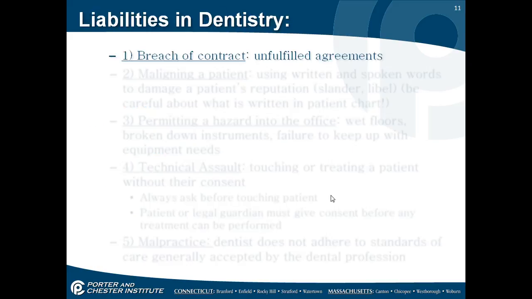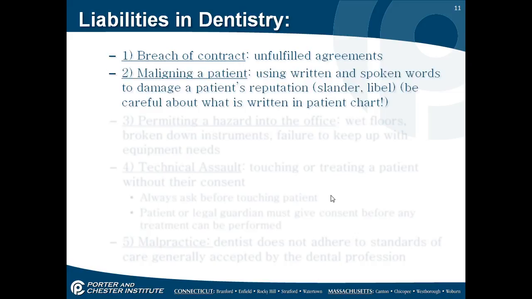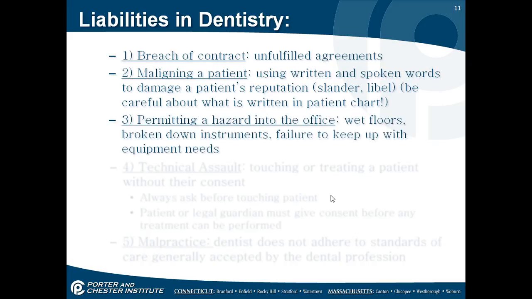Liabilities in dentistry. Number 1, breach of contract. That's an unfulfilled agreement. Number 2, maligning a patient: using written or spoken words to damage a patient's reputation, like slander or libel. Be careful what is written in the patient's chart. Number 3, permitting a hazard into the office: wet floors, broken down equipment, failure to keep up with equipment needs.